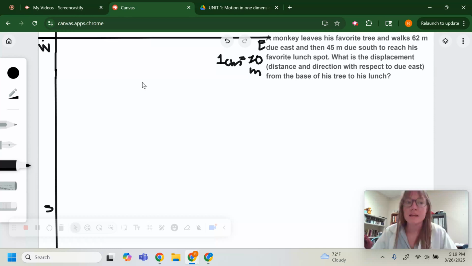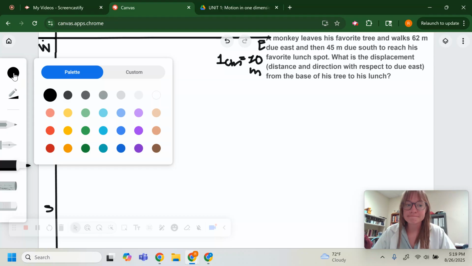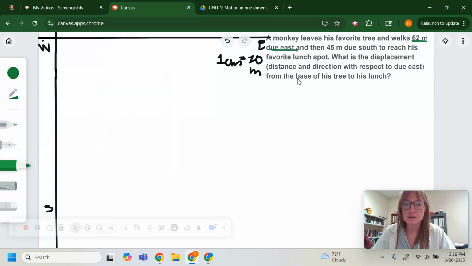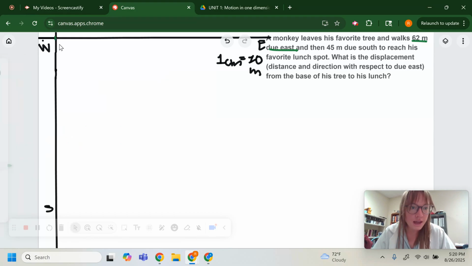Okay. Now that you've done that, the next part is to draw our vectors. We are going to start by drawing vector A. It says a monkey leaves his favorite tree and walks 62 meters due east. To walk 62 meters due east, we're going to start right here at the tree and go to the east. So I start here at the tree, and I'm going to label my origin as the tree.